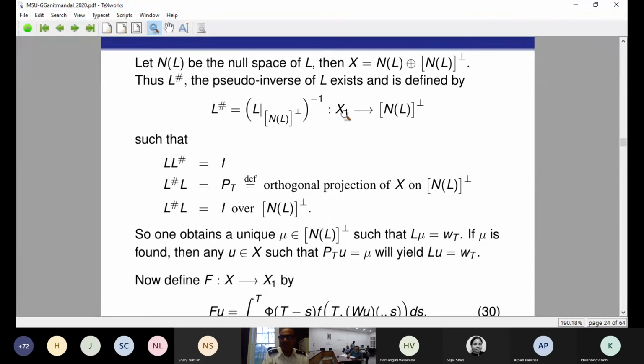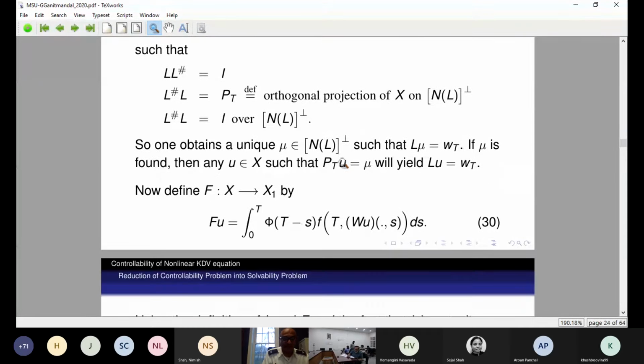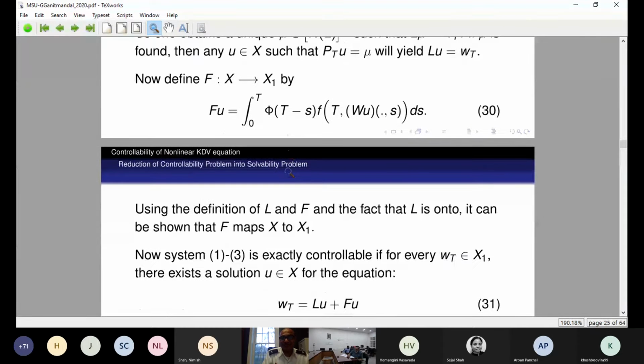And if we find such nu, in that case, we can get any control U also in X such that LU equal to WT. So you can replace this nu by particularly U. Now I want to define the operator F for my nonlinear part. So my nonlinear operator F is defined from X to X1. Because of the definition of L, then F and ontoness of L, we can say that this map F is well defined. First of all, whenever you define your map, make sure that it is well defined.